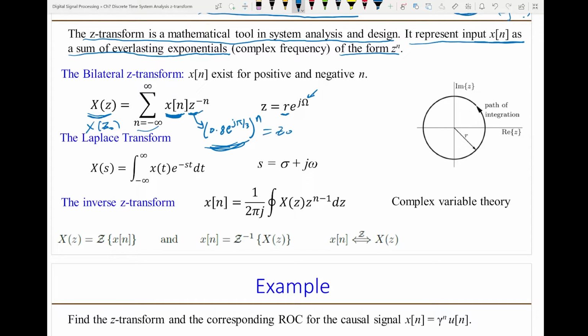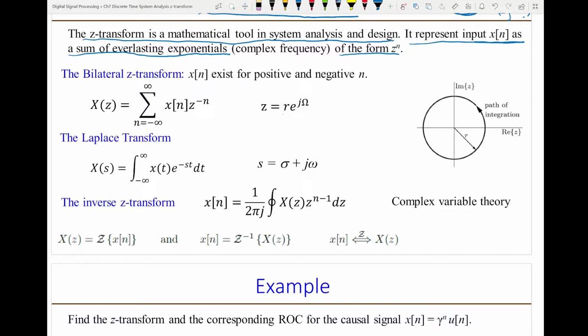If I have something like this, 1.3 e^(j pi/10), and I multiply it times x of n and I get 0, that means this signal is not present in x of n. And if it's bilateral, that means the signal x of n exists for negative n and positive n.